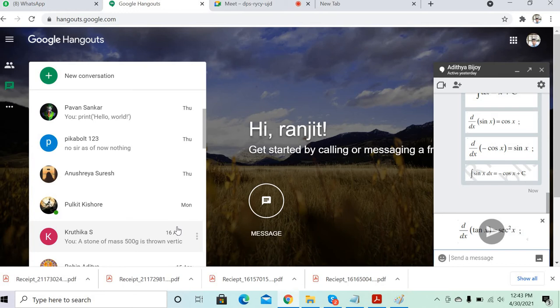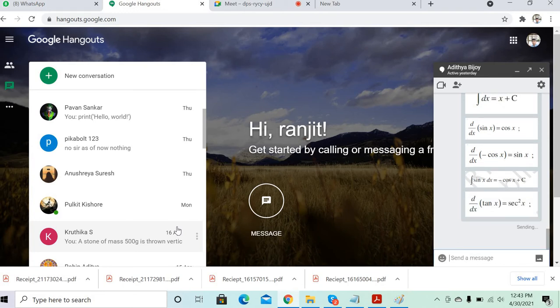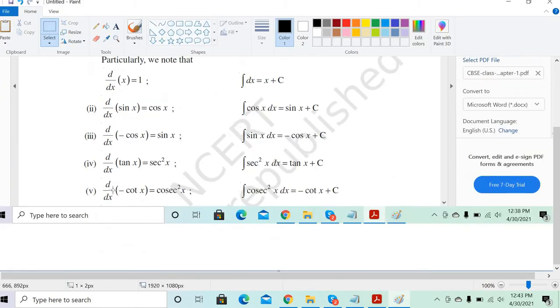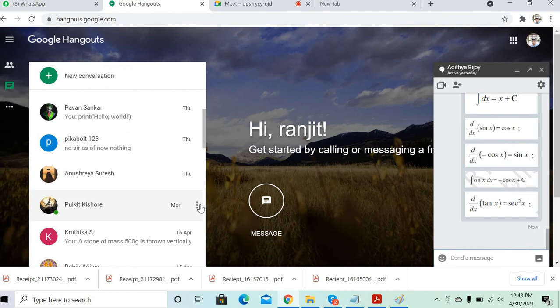So what is the differentiation of tan x now? It's secant square x. Similarly, if I do the integration of secant square x, I should get tan x then. Right? Clear, Vijay? Any questions, any doubts? Okay, keep writing it down.